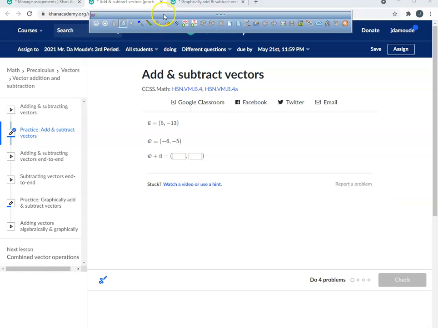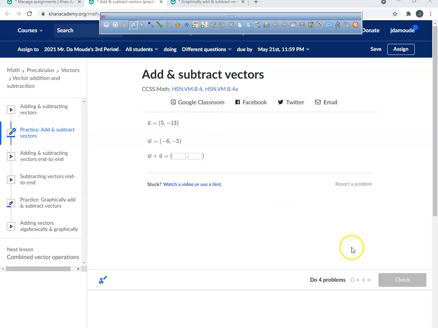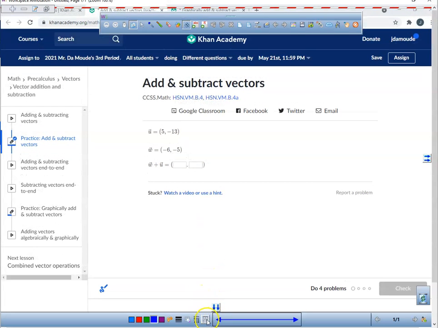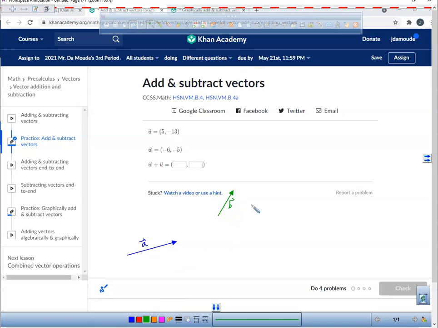Alright guys, what we're going to be doing right now is showing you how to add and subtract vectors. We kind of talked about it yesterday when we had vectors. I'm going to make sure I get a nice looking vector right here. So if I call that vector A, and I wanted to add vector B, like that, how do I actually add these vectors together?